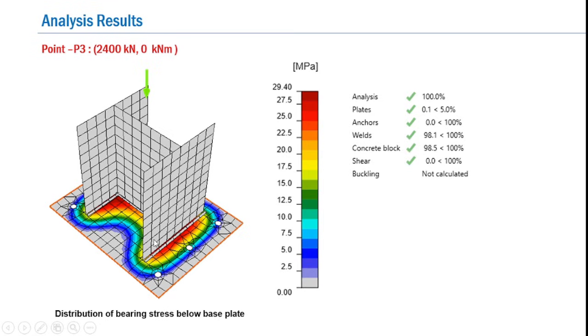And again here we find that the bearing stress distribution below the base plate is almost following a pattern similar to the one that is shown in EC3 part 8. And here again we find that the bearing stresses below the base plate are critical, and that is almost 29.4 MPa. That's very close to the bearing strength of the concrete.